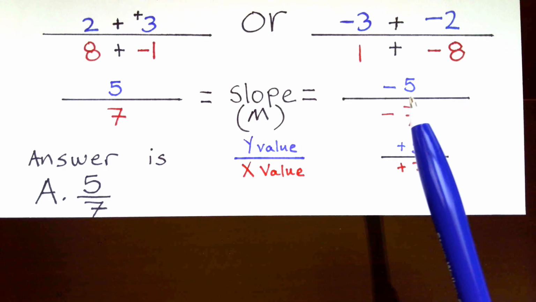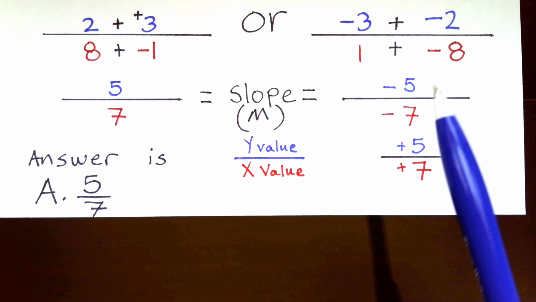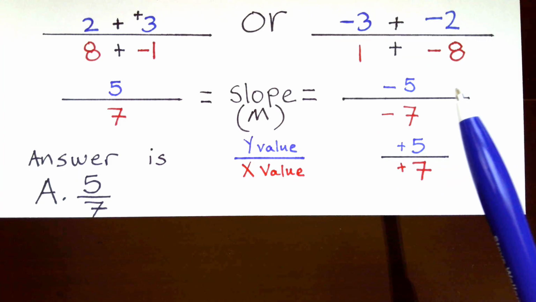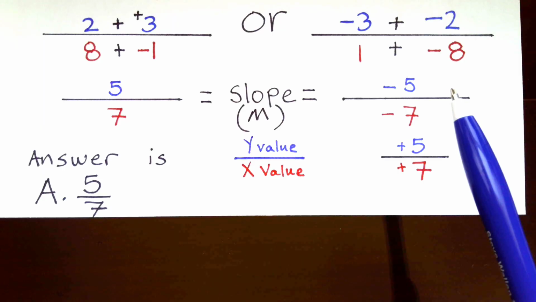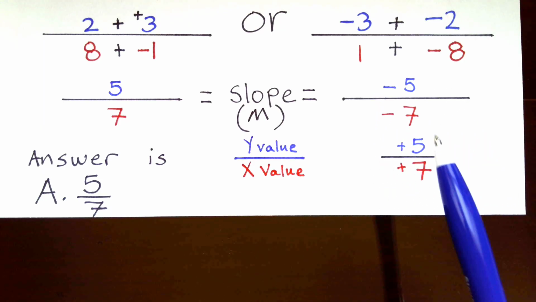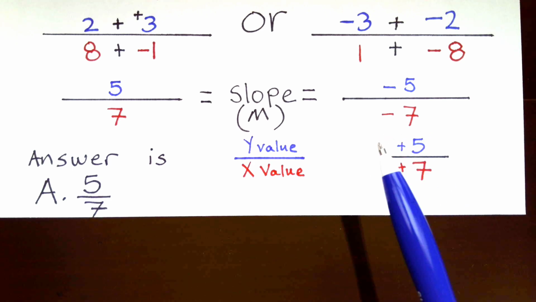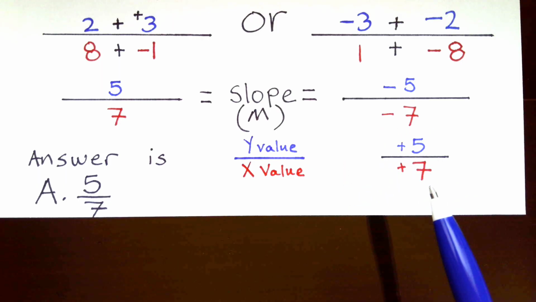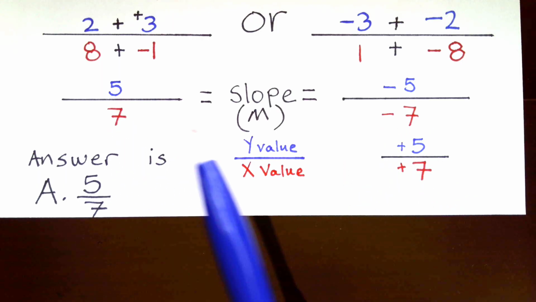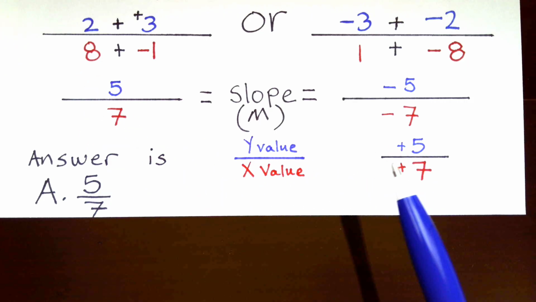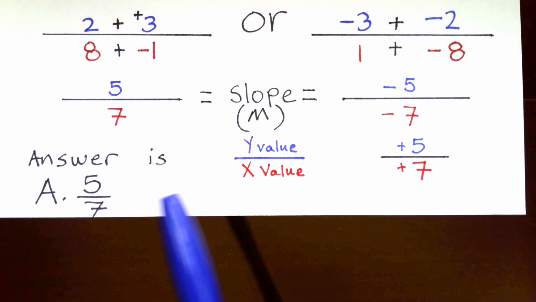Negative 3 plus negative 2 is a negative 5. 1 plus a negative 8 is negative 7. Now, this is where some students might make a mistake. Just like when you multiply a negative times a negative to get a positive, when you divide a negative by a negative, you end up with a positive. So negative 5 divided by negative 7 is a positive 5/7. So you can see no matter which formula you use, you're going to end up with the same slope value of 5/7. Your answer is 5/7.